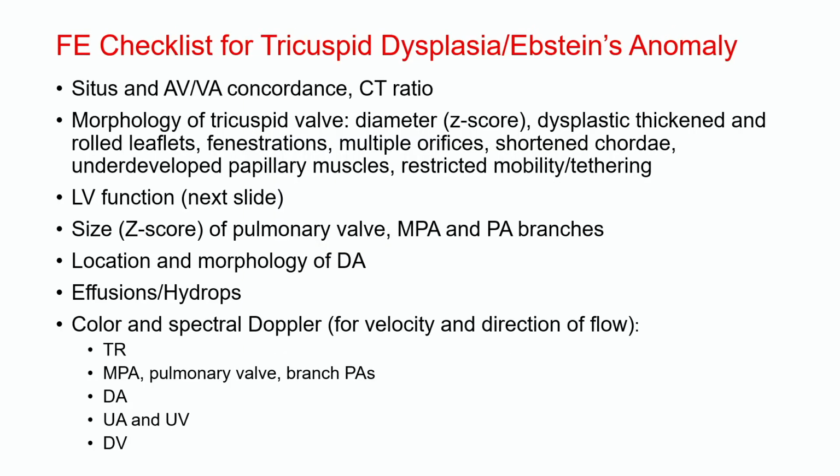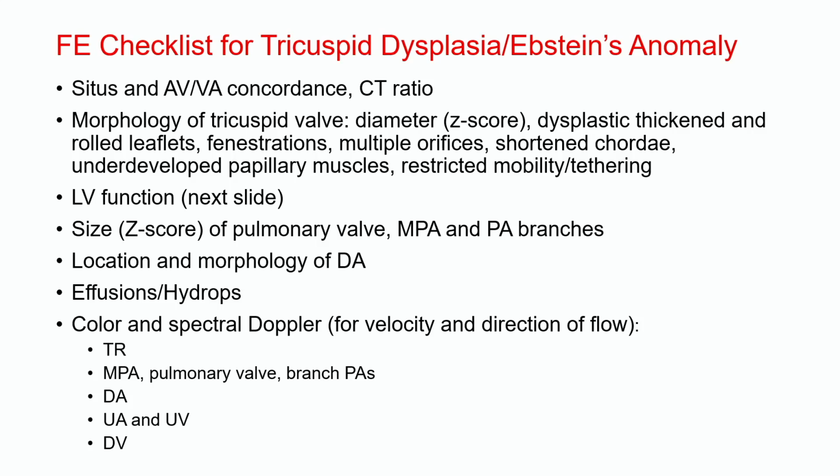So the checklist for tricuspid dysplasia, Ebstein's anomaly, includes looking at the situs, the AV and the VA concordance, and then the CT ratio, the morphology of the tricuspid valve, and you can get as fancy or as limited as you want. I'm sure Edgar's description of Ebstein's anomaly covers at least a page. Left ventricular function, the Z-scores of all the pertinent vessels and parts, the pulmonary valve, the main pulmonary artery, and the pulmonary artery branches, the location and the morphology of the ductus arteriosus.